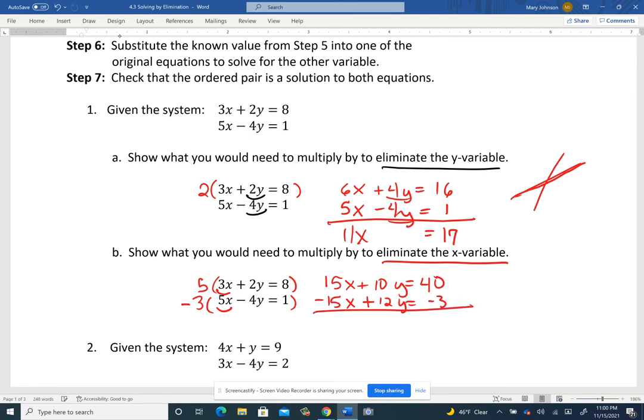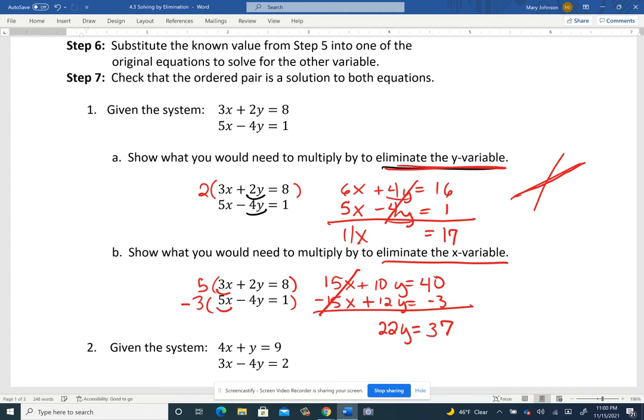So we got it ready. See, here the y's cancel, here the x's cancel when we add the two. So we would get 22y equals 37, and we could go from there, but we're just not being asked to go any further. We're just trying to figure out how to think about things, how to plan how you're going to approach the problems.